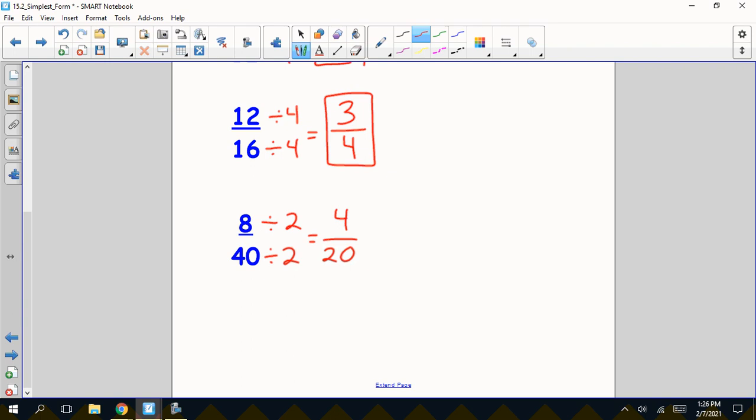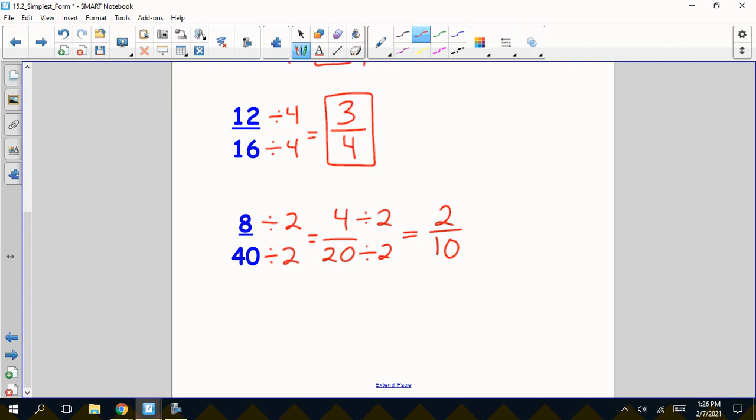Now, you might be able to think of the biggest number that goes into both of those, but what if you didn't think of the biggest? What if I just knew that 2 went into both of those numbers? Well, I could divide the top by 2 and the bottom by 2. Now, 2 doesn't always work. Remember, if the number is odd, 2 is not going to work. But since both are even numbers, I can divide by 2. 4 divided by 2 is 2, and 20 divided by 2 is 10.